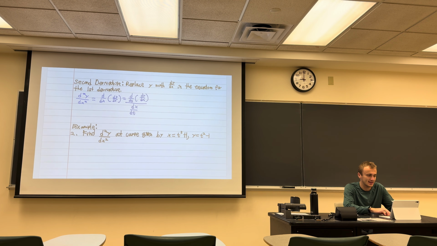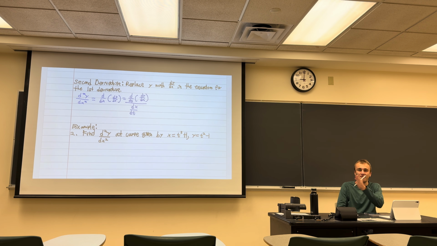Now, the second thing we want to know is we can do this with second derivatives also. Now, this might be your first time seeing second derivatives. If it is, the way you denote them is d2 of y over dx2. So that 2 there is indicating second derivative. So we're replacing y with dy dx in our equation for the first derivative. So we're taking the derivative of dy dx.